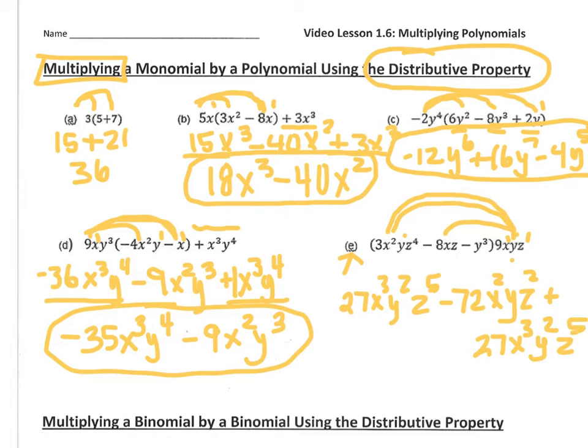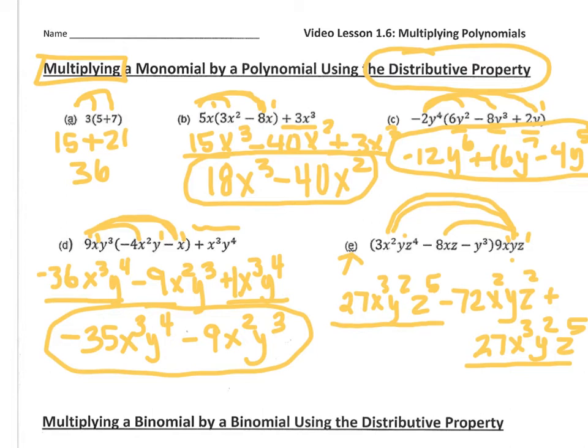I ran out of room there, so I can rewrite this. I don't have any like terms to combine. Oh, wait, I take that back. I have a 27x to the third, y to the second, z to the fifth here. And I have a 27x to the third, y to the second, z to the fifth here.